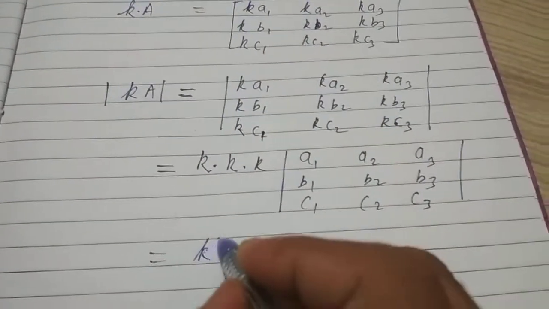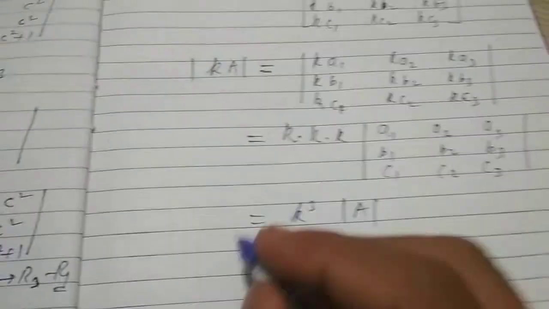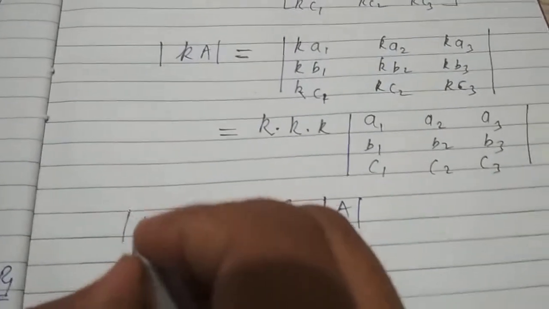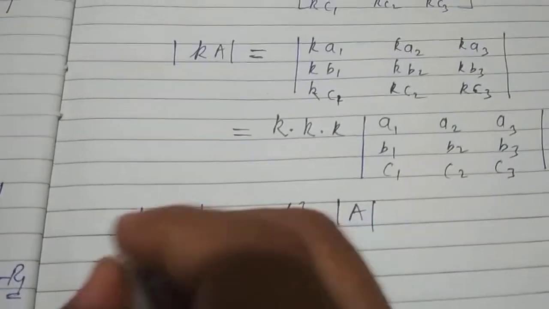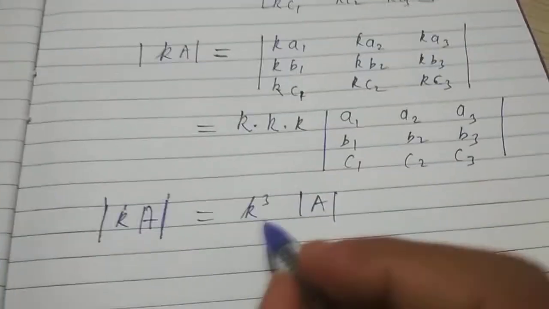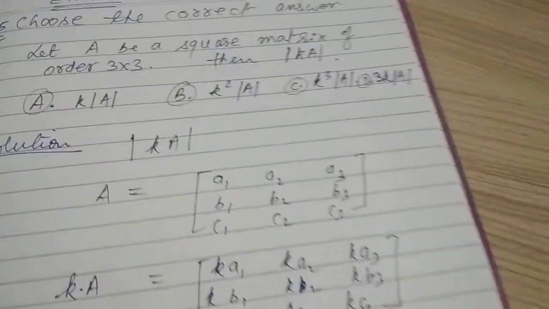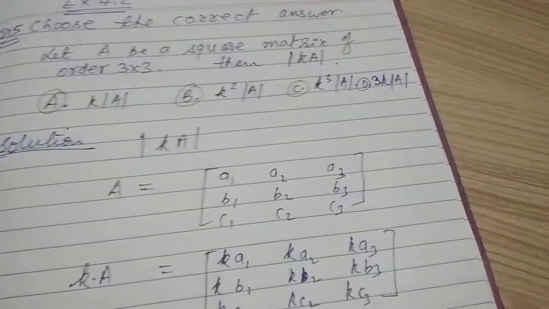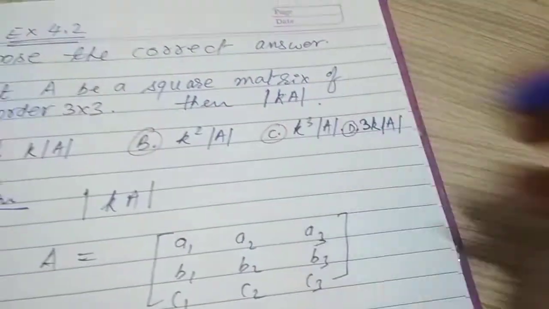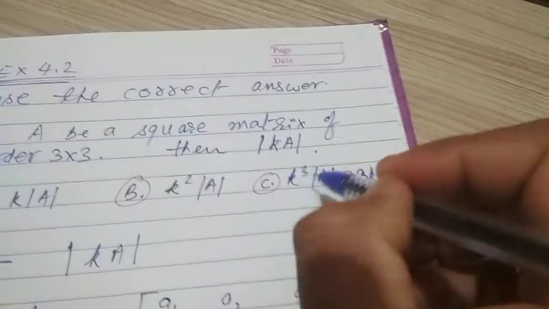This is nothing but k cube, and this is the determinant of A, the determinant of the matrix A. So it is proved that the determinant of k times A is k cube times determinant of A. So which is the correct option? The correct option is this. Option C is correct.